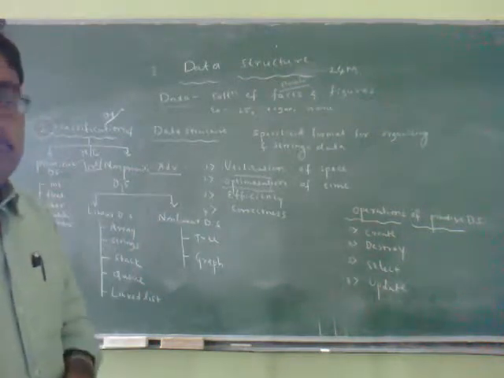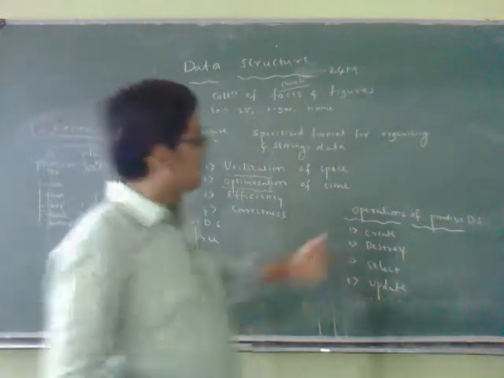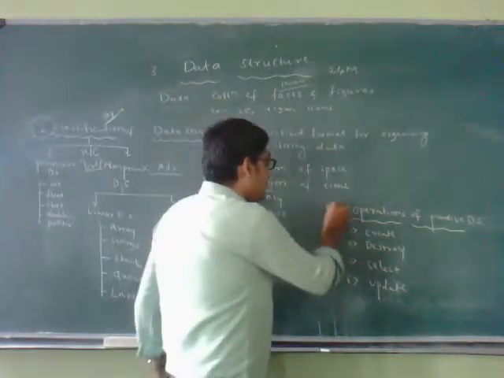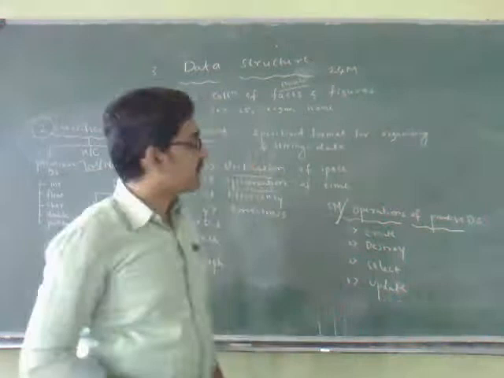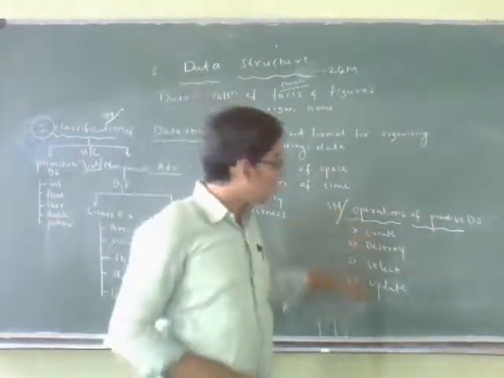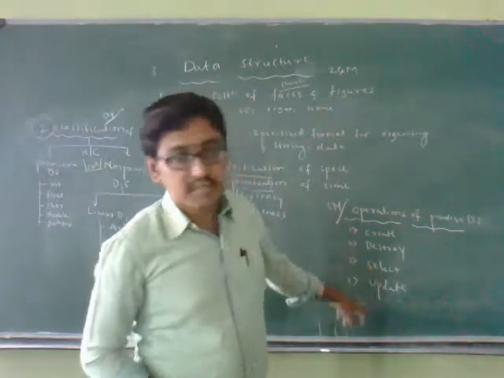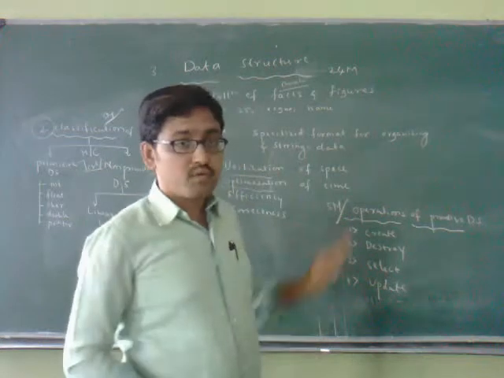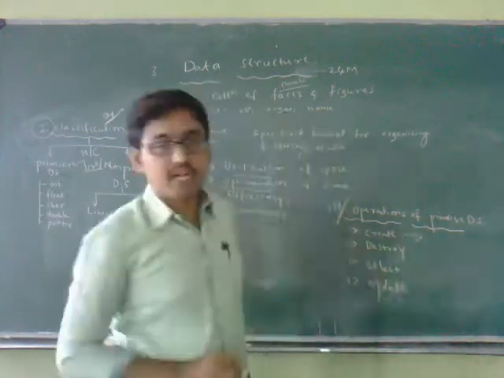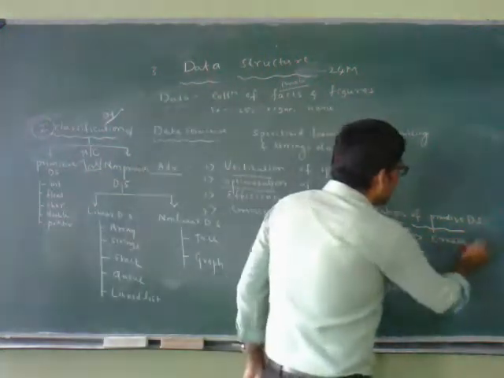In examination, many times the question will ask you to explain the operations. It is a 5 marks question: explain the operations on primitive data structure. There are 4 operations you have: create, destroy, select, update. One by one you have to explain. What is create? Create operation is used to create a new data.